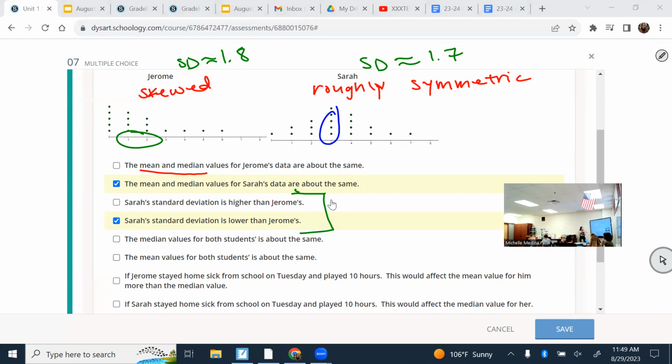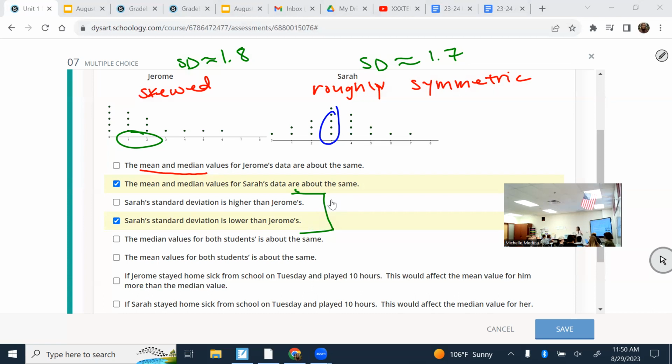The mean values for both students is about the same. Yes or no? Okay, did you do the calculation? Just looking at it, since Sarah's is symmetric, I know her mean is probably somewhere around the 3. Since Jerome's is not, well, his median's about here, but these bigger numbers pull the mean to be higher. Like these are kind of outliers, but they're not really outliers. So I would say that they're not about the same.